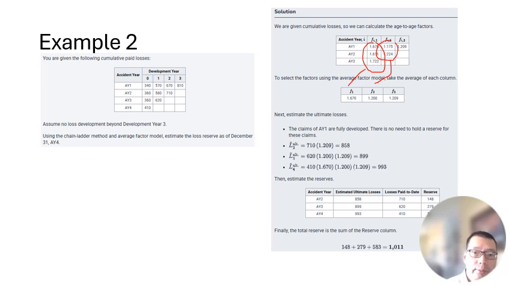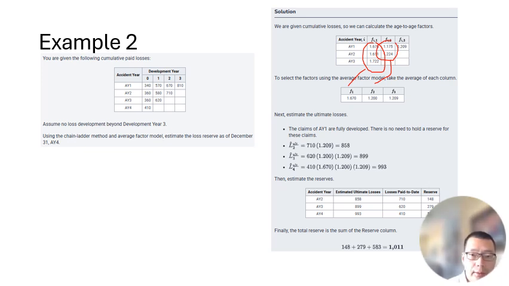With this, we can estimate the ultimate losses. The claims of AY1 are fully developed. There's no need to hold a reserve for these claims. And for the second year, the ultimate loss will be 710 times 1.209, which is 858. For the third accident year it is 899. For the fourth year it is 993.